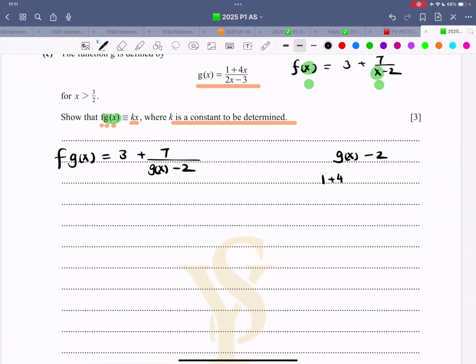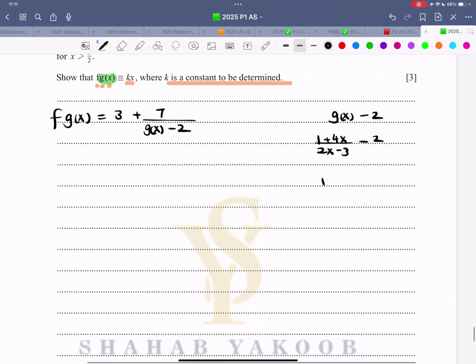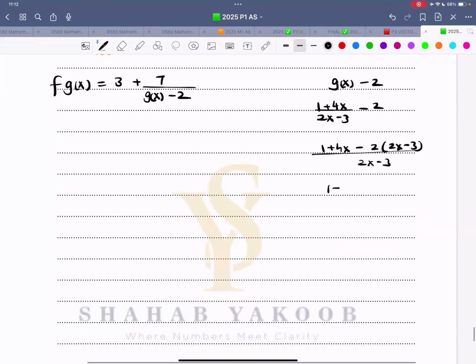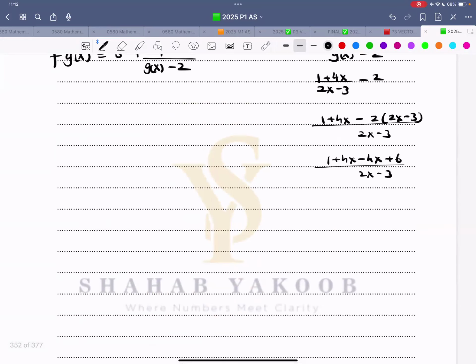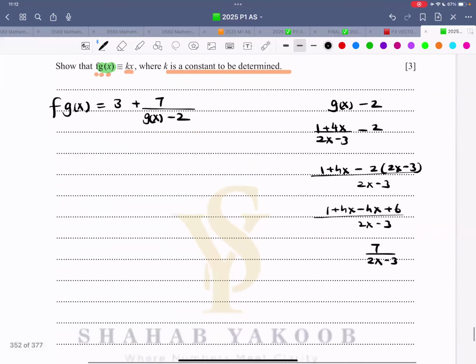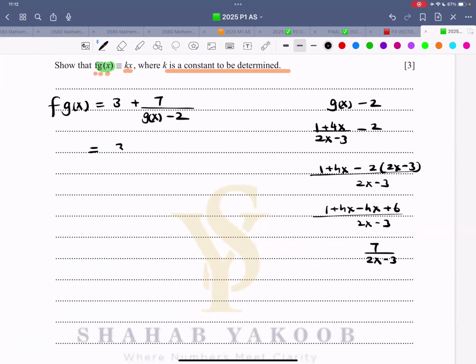So this is (1 plus 4x) over (2x minus 3), minus 2. That is (1 plus 4x minus 2 times (2x minus 3)) divided by (2x minus 3). So this is (1 plus 4x minus 4x plus 6) over (2x minus 3). So 4x will cancel out. This is 7 over (2x minus 3). So that is g(x) minus 2, the denominator. Okay, so this is 3 plus 7 over 7 over (2x minus 3). I think I've made life much easier.